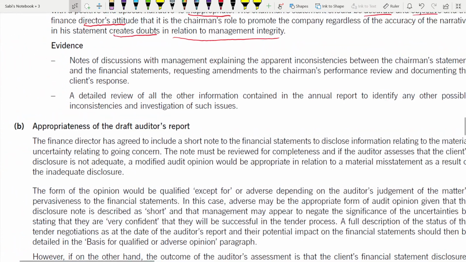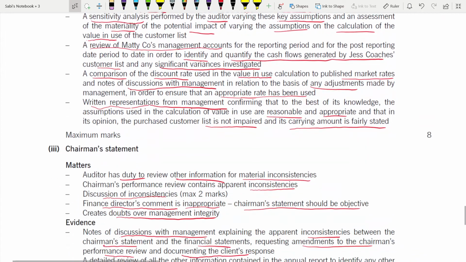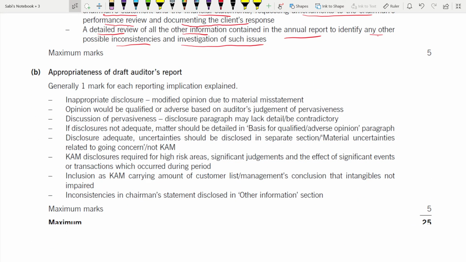So let us go to the marking scheme for part B. If you go to the marking scheme, you will get 5 points for explaining this. If you see, 1 mark for each point. So when it comes to disclosure, you have to talk about whether it is appropriate or inappropriate. In this case, it is inappropriate disclosure.